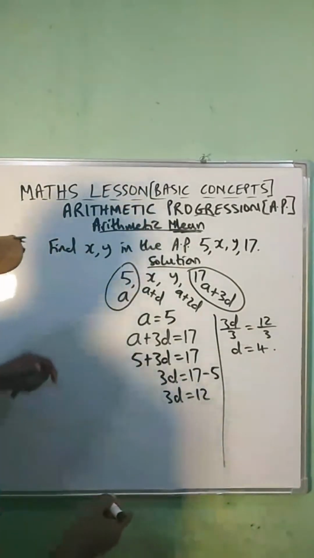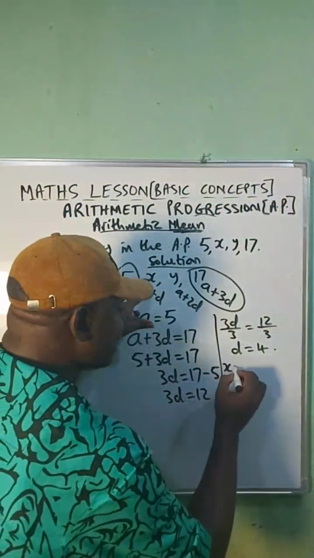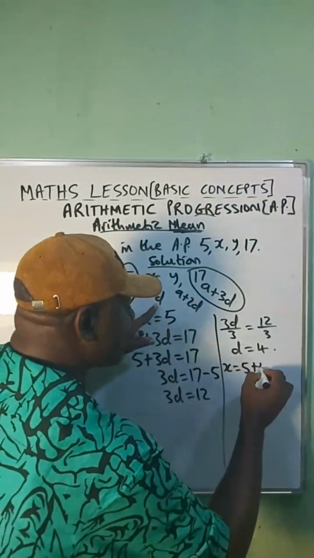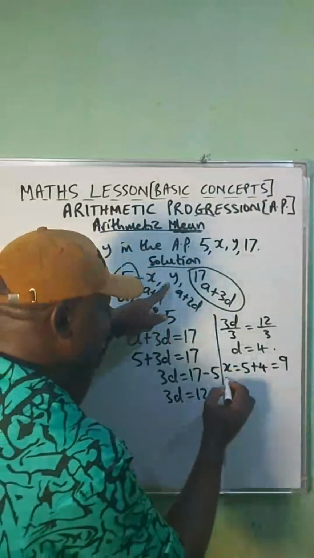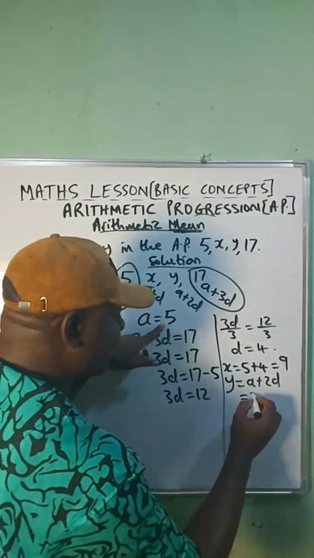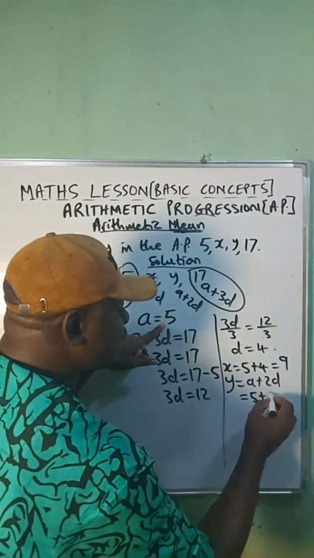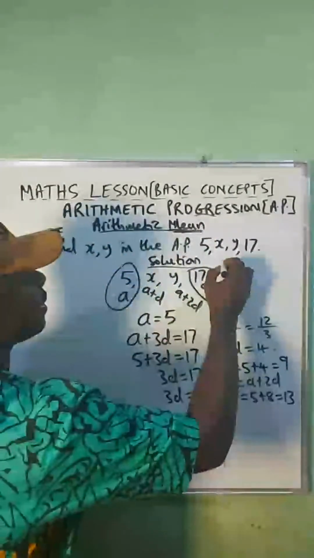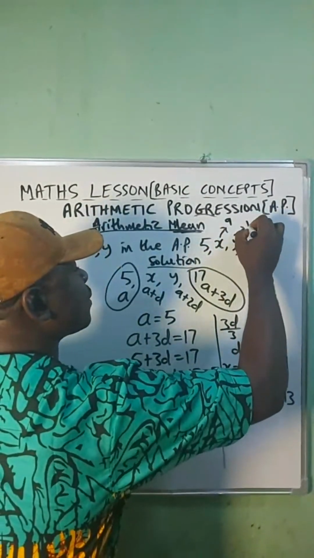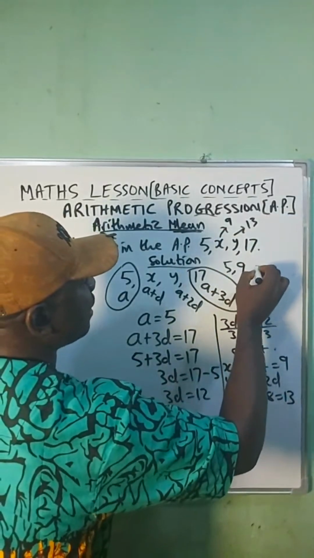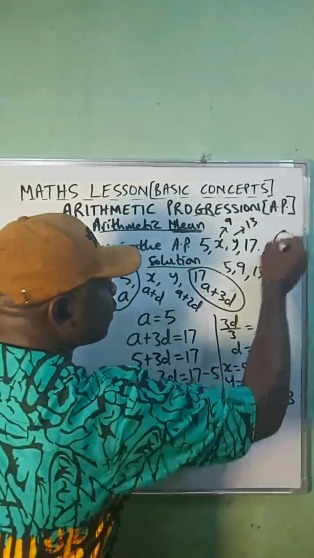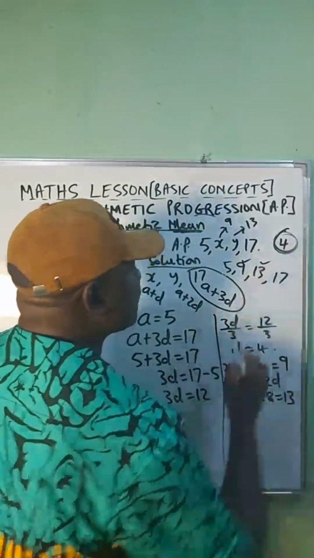4. So d, the common difference, is 4, which means x will be equal to a plus d, which is 5 plus 4. So x is equal to 9. Then y is a plus 2d, where a is 5 and d is 4. 4 times 2 is 8, so y will be 13. In that case, x is 9 and y is 13. So it is 5, 9, 13, 17, where this minus this gives you 4, this minus this gives you 4, and this minus this gives you 4. So these are the two answers.